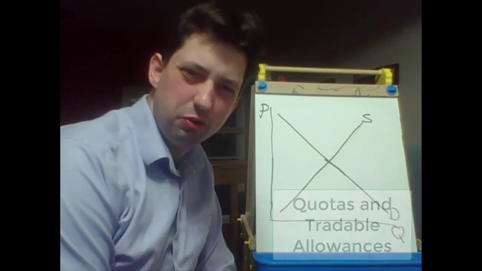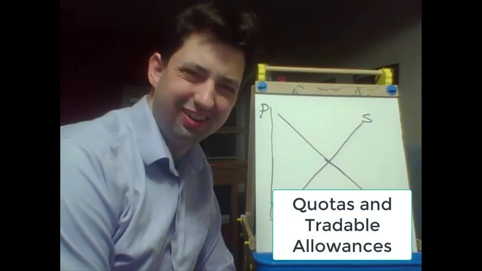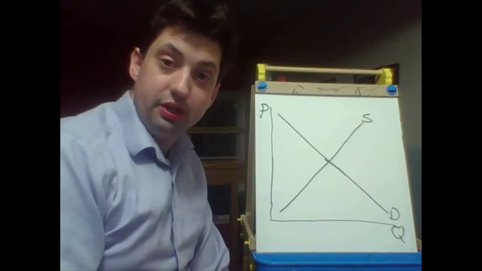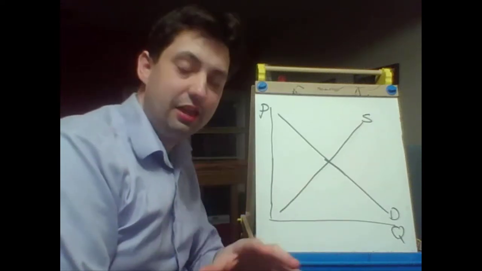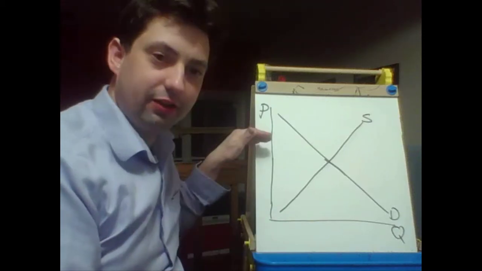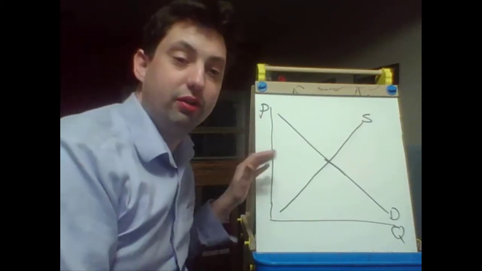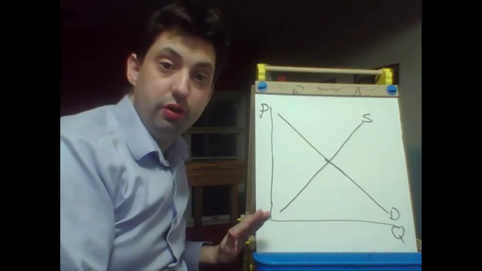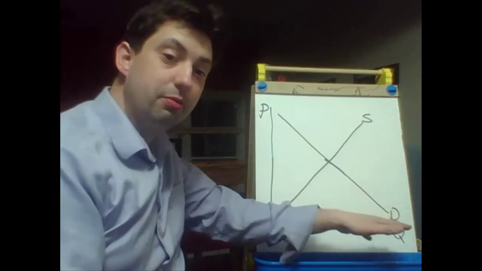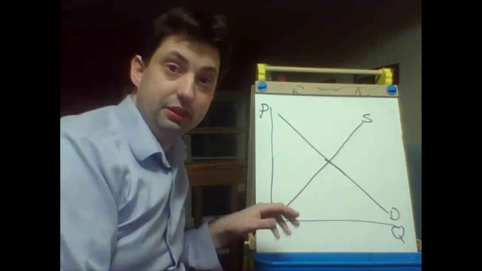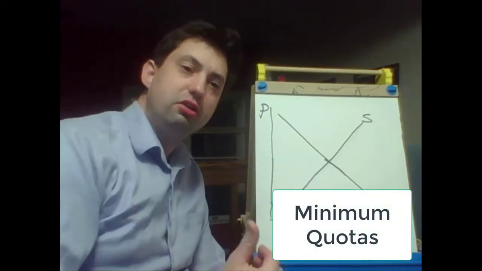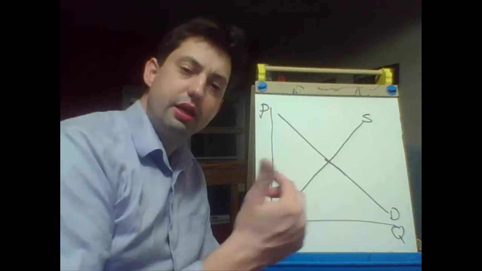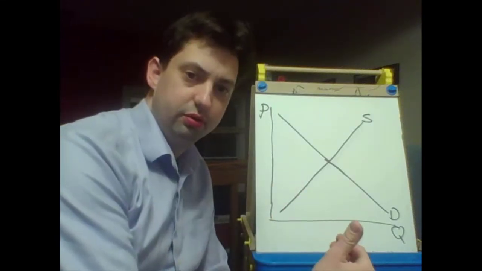Okay, now we're going to turn to quotas and tradable allowances. A quota is just like a price control. A price control, like a price ceiling or a price floor, fixes maximum or minimum prices. Quotas establish maximum or minimum quantities. Quotas, though, can be a little different because they can be consumption quotas and they can be production quotas.